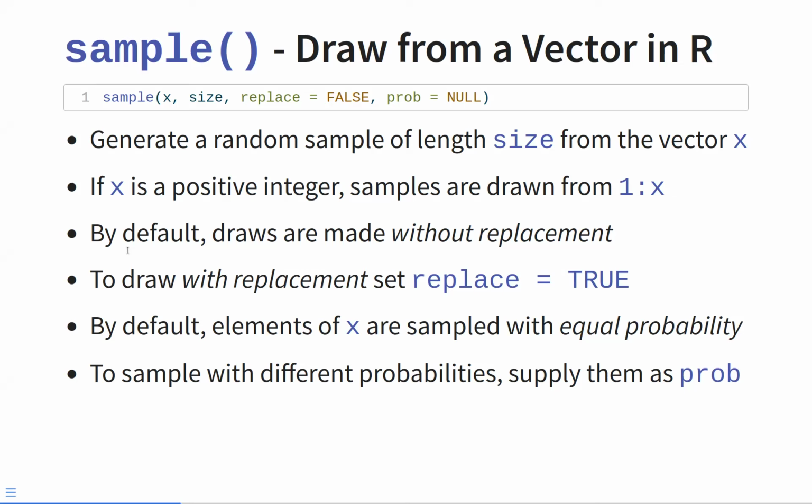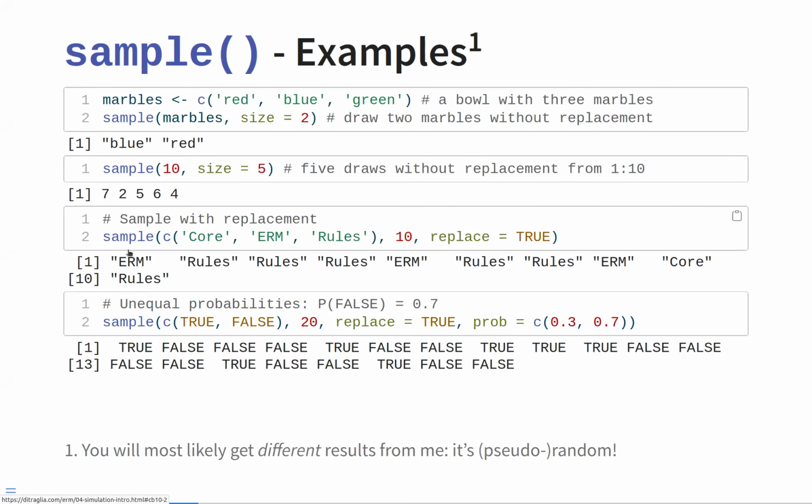Also by default, the elements of x are going to be sampled with equal probability. If you want to sample them with different probabilities, that's fine. It's easy to change. Just supply the argument prob and create a vector of probabilities that corresponds to your vector x. Here are some simple examples.